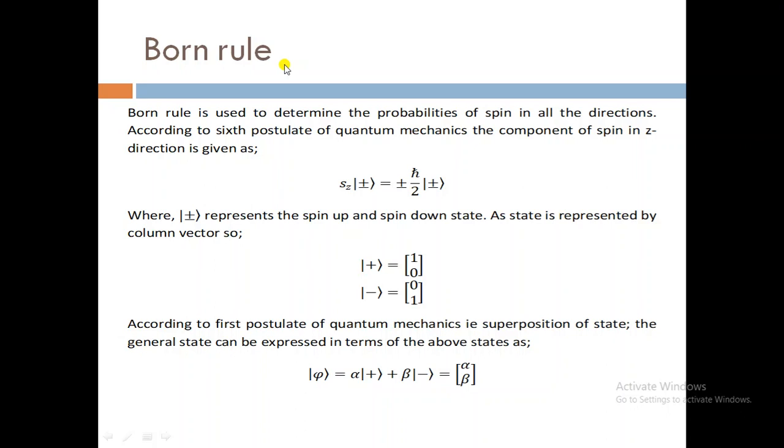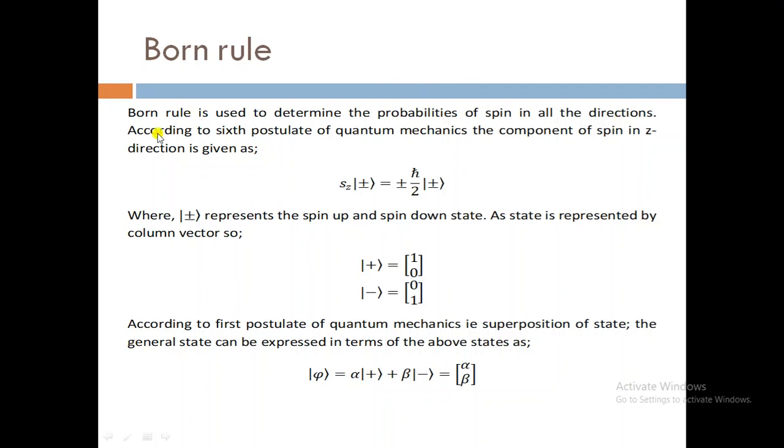It has more mathematical expression, so I will describe it in my presentation, and where there is some physical interpretation or something like that, I will discuss it there. So let's begin. Born rule. Born rule is used to determine the probabilities of spin in all directions. What the spin of the particle would be in a certain direction, the Born rule is used to describe that.